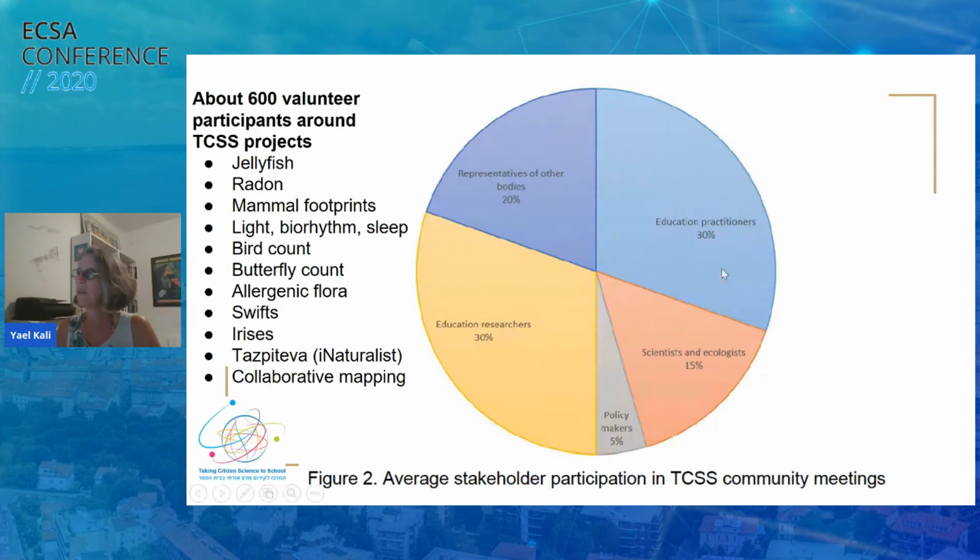we have 38% of education practitioners. These are the school practitioners. We have 15% of scientists and ecologists, which we're very encouraged about. They don't need to come, but they decided that they want to join us. We have some educational policymakers, educational researchers, and some volunteer and other bodies of non-formal education, usually ecology and nature preservation bodies.